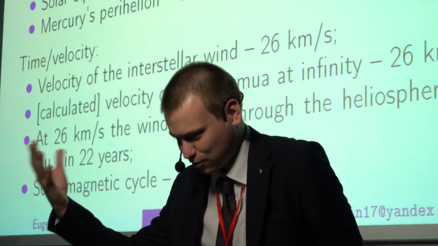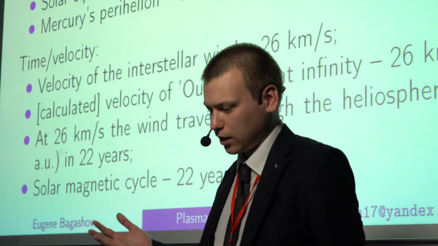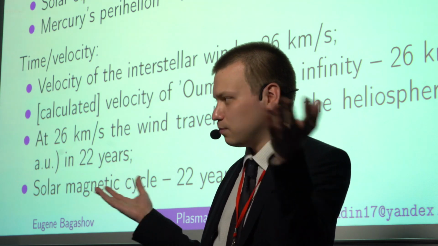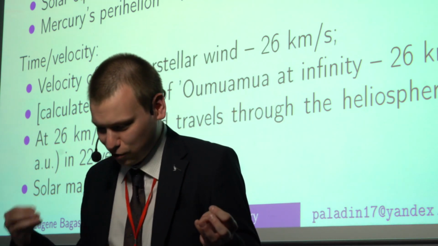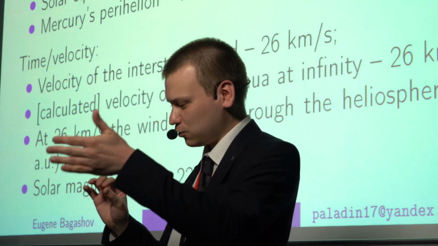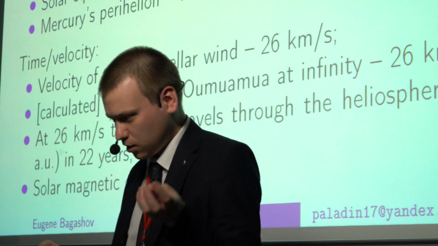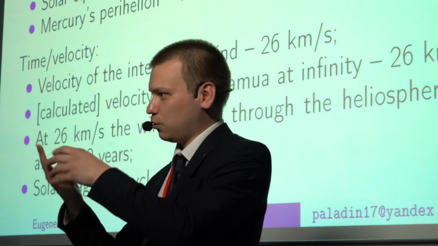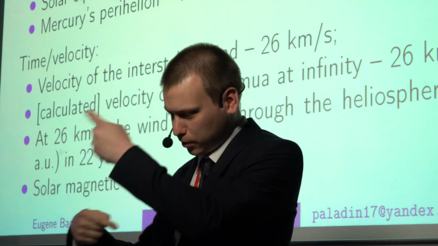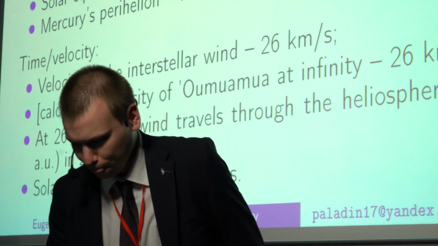Another interesting correlation, let's say, is that the velocity of this interstellar wind is 26 kilometers per second. But this is the same velocity that we calculate for Oumuamua at infinity, mysteriously enough. And also another thing I've noticed is that at 26 kilometers per second, how long does it take for this interstellar wind to come from the edge of the heliosphere to the sun or back? It takes 22 years, which is the solar magnetic cycle, from maximum to another maximum and to another maximum. So the magnetic poles change and then reverse back. So it's an interesting correlation, let's say.